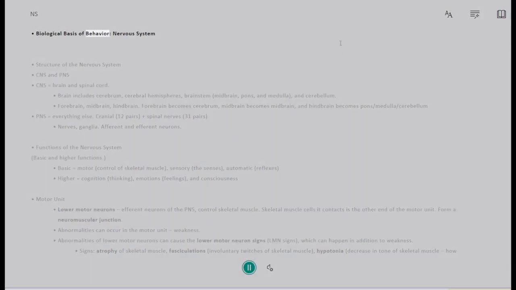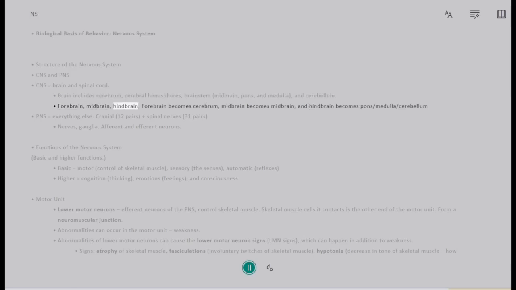Biological basis of behavior, nervous system. Structure of the nervous system. CNS and PNS. CNS equals brain and spinal cord. Brain includes cerebrum, cerebral hemispheres, brainstem, midbrain, pons, and medulla, and cerebellum.